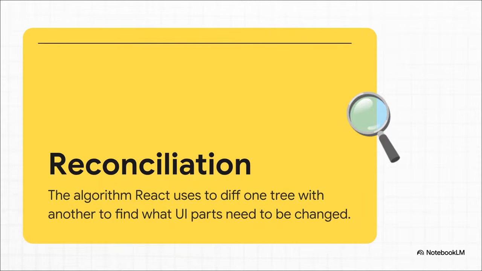So what is it really? At its core, reconciliation is a diffing algorithm, and diffing is just a programmer's way of saying comparing. Its one and only job is to look at the UI tree as it is now, look at the new one you want to create, and then figure out the absolute smallest, most efficient set of changes to make the old tree look like the new one.